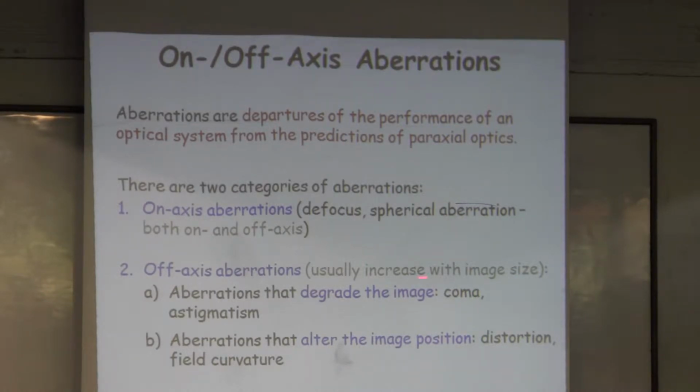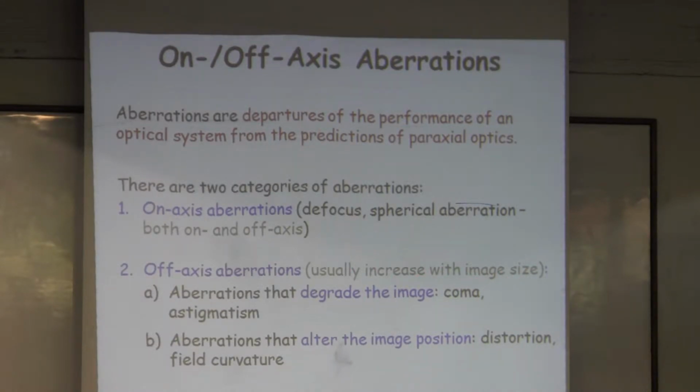Generally there are two categories of aberrations. There are on-axis aberrations, and I just listed all the most important ones here. Like defocus, spherical aberrations. Those on-axis aberrations also exist off-axis, but they obviously exist on-axis. And in addition, there are off-axis aberrations. And they usually get bigger when the image size gets larger. Those are coma, astigmatism, distortion, field curvature. And they increase with image size and with pupil size.